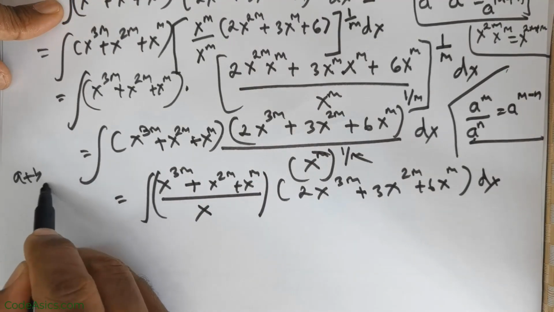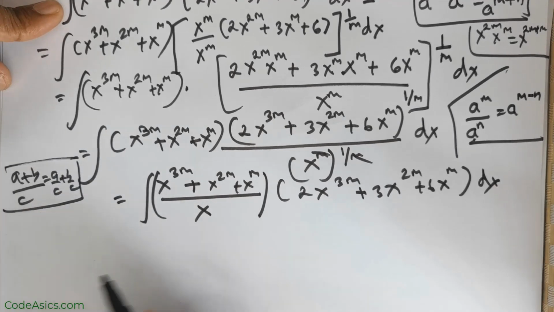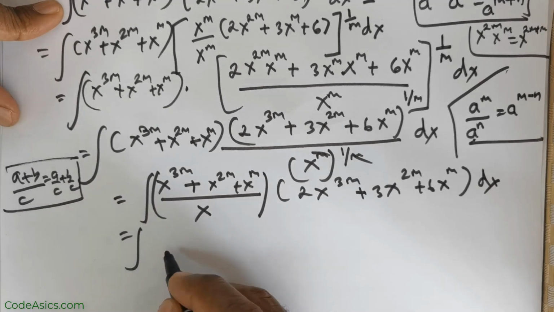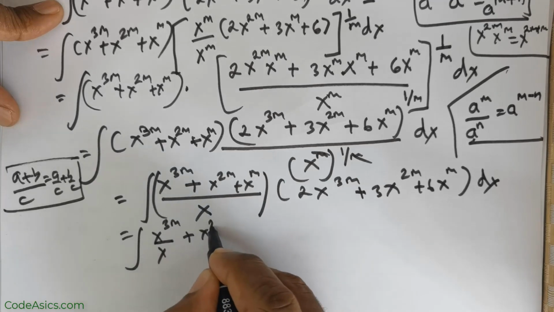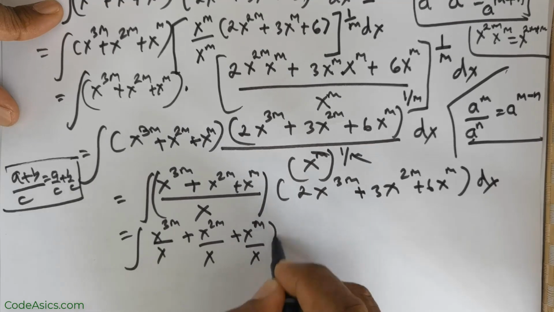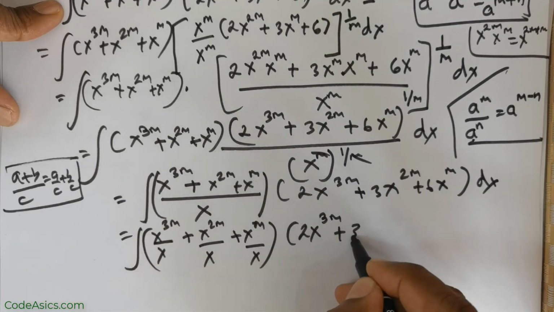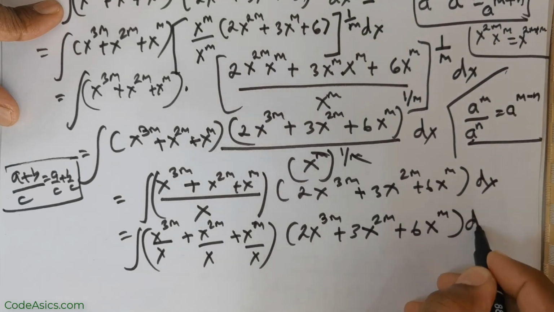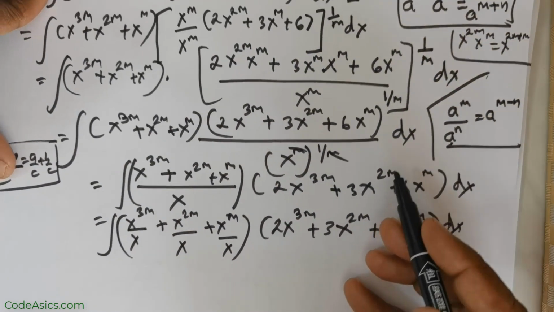What is that? A plus b divided by c is a over c plus b over c. So every quantity is divided by x. So I'm going to rewrite this as x raised to the power of 3m divided by x plus x raised to the power of 2m divided by x plus x raised to the power of m divided by x times 2 times x raised to the power of 3m plus 3 times x raised to the power of 2m plus 6 times x raised to the power of m times dx. Now you can, as I mentioned to you, you can push this index.